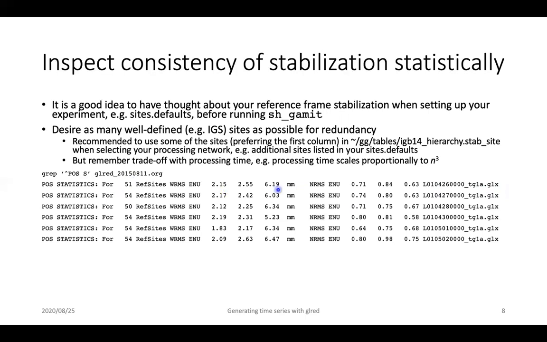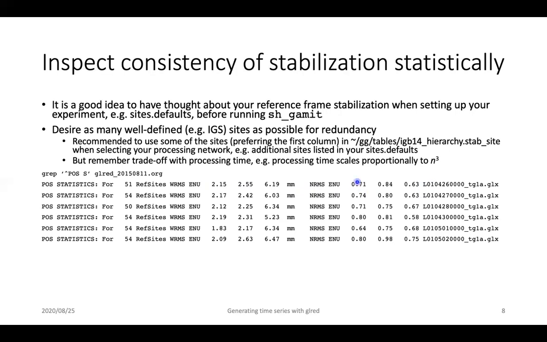And this gives you some statistics of those 51 sites on the first day. The weighted RMS residual of the site position relative to the reference frame APR file position is 2.15, 2.55, 6.19 millimeters in east, north, and up. The normalized RMS is beneath 1, which means that our uncertainties are large enough to explain any variation, any scatter in the reference frame positions relative to the reference frame as defined in the APR file.